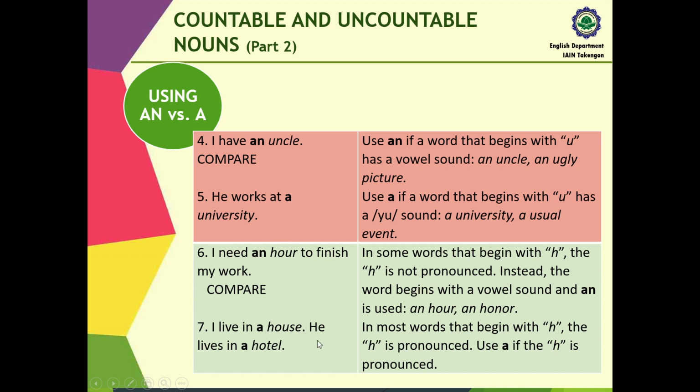Okay, and then the next one: in most words that begin with H, the H is pronounced. Most words, it means many words, that begin with H, the H is pronounced. Use a if the H is pronounced. So in this case, we use a because in house, we pronounce the H. So we use a hotel.